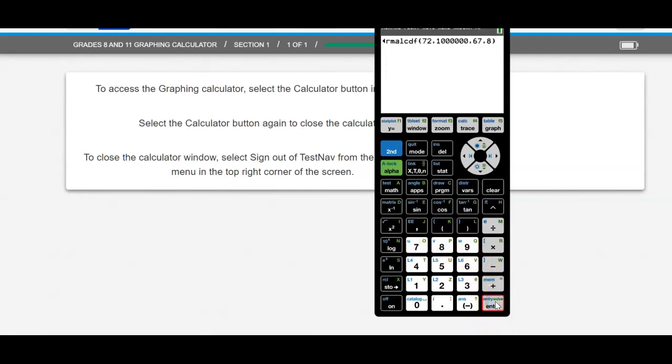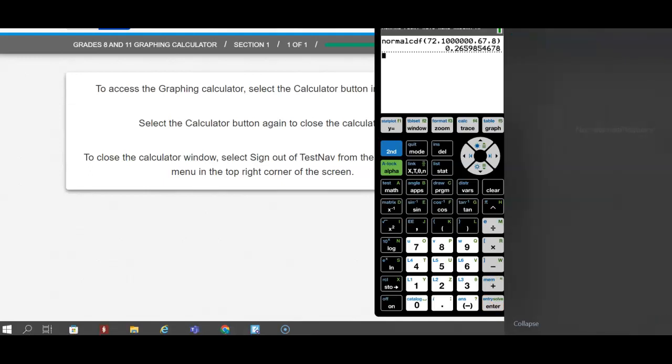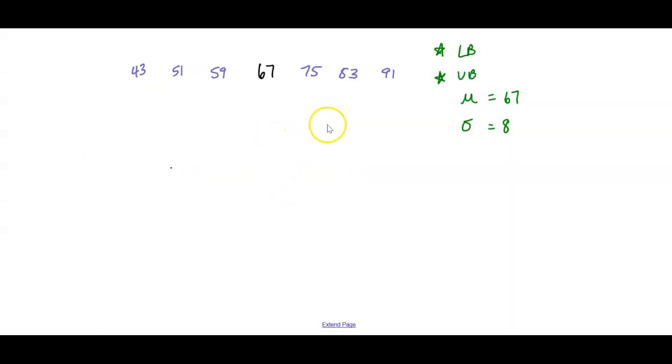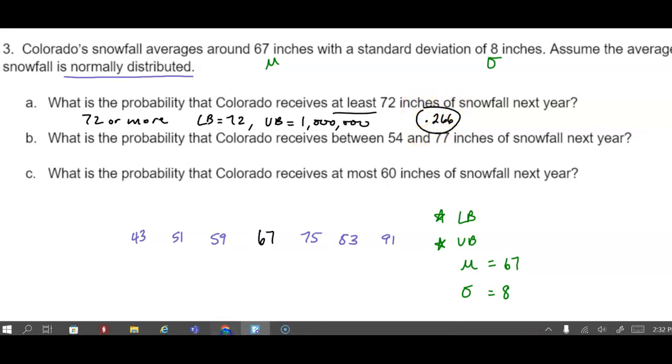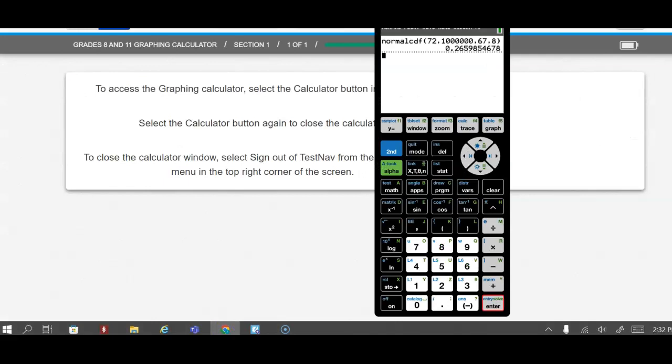We're going to enter through all of that, and that tells us that we should have a probability of 0.266 for Colorado to receive at least 72 inches of snowfall next year. So again, we have 0.266. Let me double check I got that number right. Yep, I'm good.